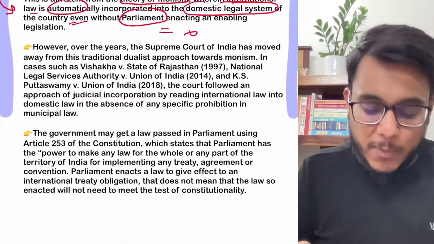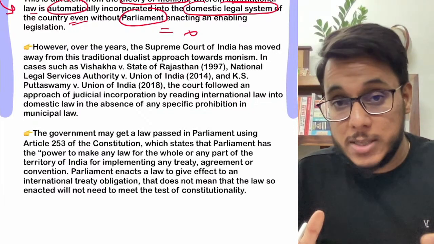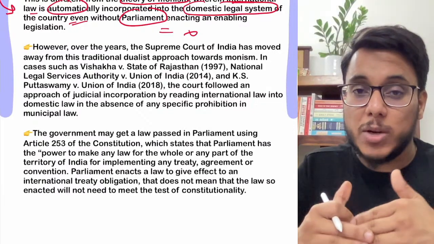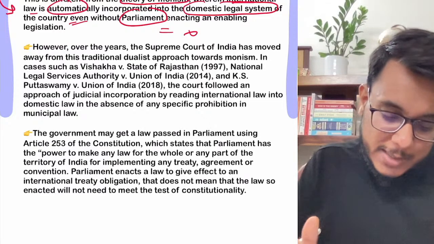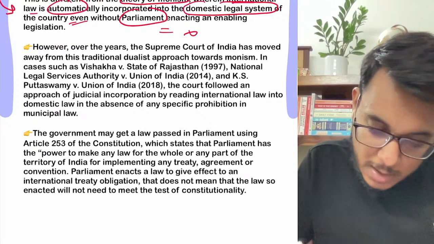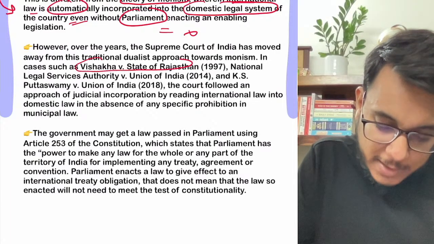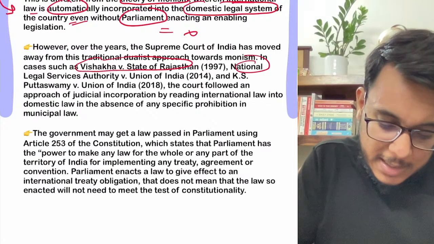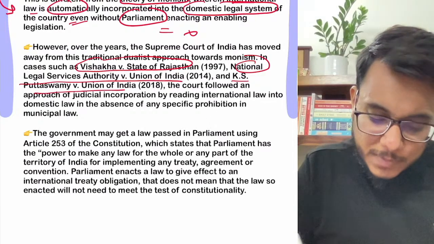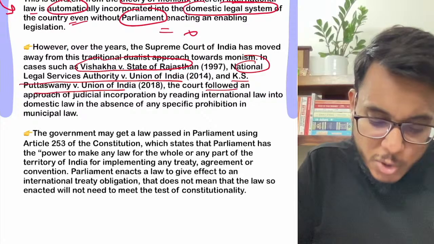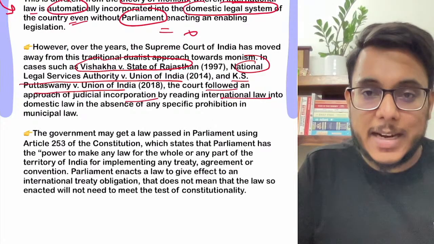Secondly, guys, it has also been provided that though we follow dualism, over the years the Supreme Court is moving towards monism. How? Examples have been given. For example, Vishakha versus State of Rajasthan, National Legal Service Authority versus Union of India, K.S. Puttaswamy case. Now the court followed judicial incorporation by reading in international law.